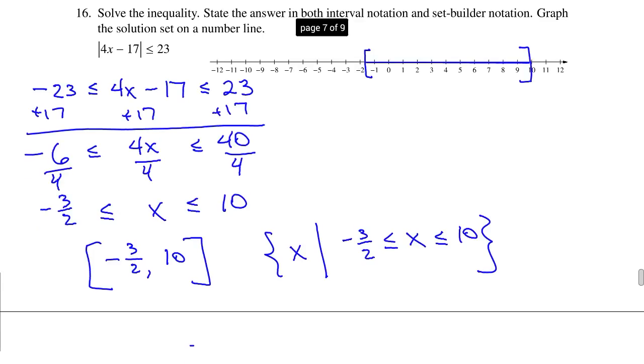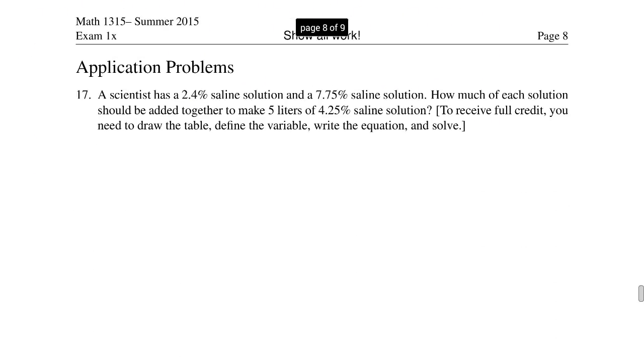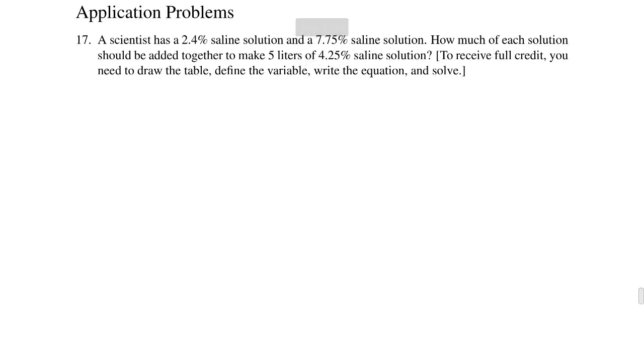Let's look at the application problems. So the first one was a saline solution mixture problem. A scientist has 2.4% saline solution and 7.75% saline solution. How much of each solution should be added together to make 5 liters of 4.25% saline solution? So we want to draw the table.